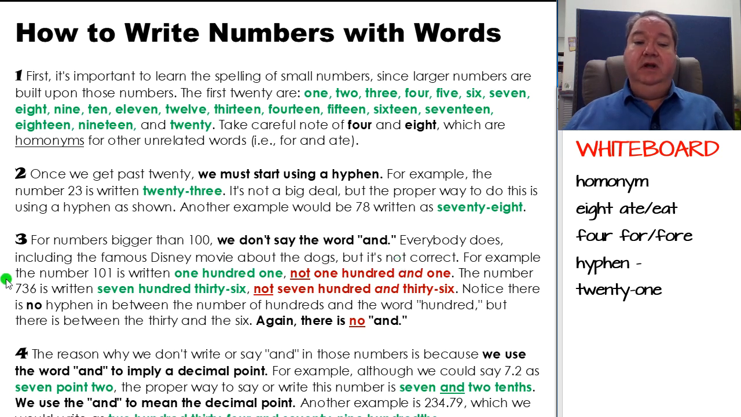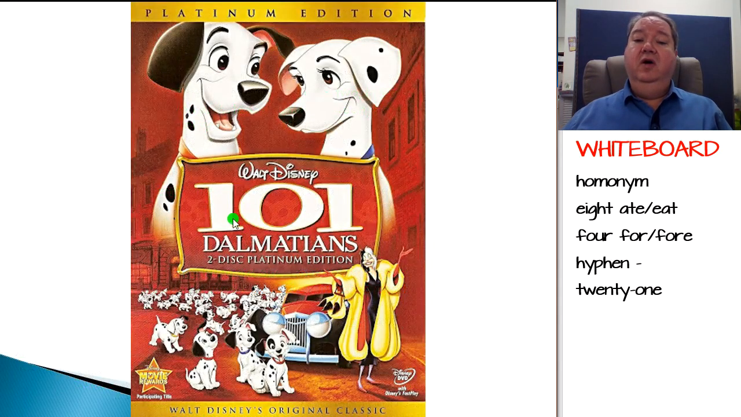For example, the number 101 is written one hundred one. Not one hundred and one. Now, what movie are they talking about? Well, obviously, they are talking about the movie 101 Dalmatians. Now, is the movie title actually one hundred one, or is it one hundred and one? When they just write the digits like this, you don't really know.